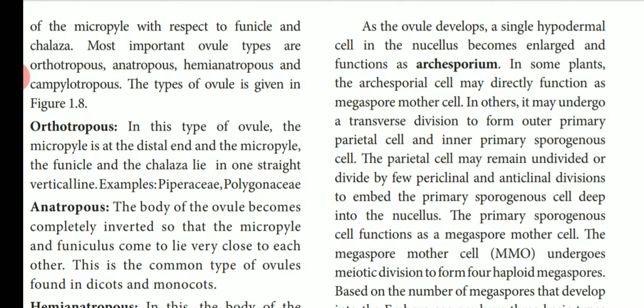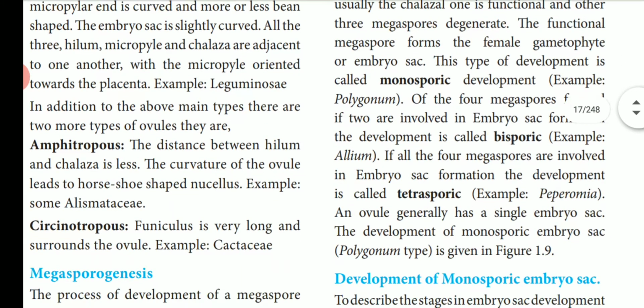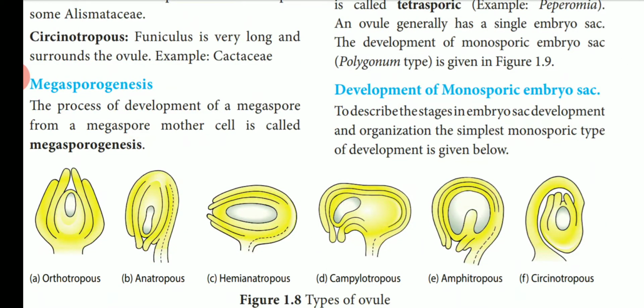Now we are going to study about orthotropous. If you take the orthotropous ovule, how does that type of ovule look? The micropyle and the funicle and chalaza lie in one straight vertical line. The chalaza, micropyle and funicle are all in one straight line. If you see the diagram, page number 12, first diagram, that is orthotropous. The micropyle, the chalaza and the stalk, that is funicle, lie in one straight line.